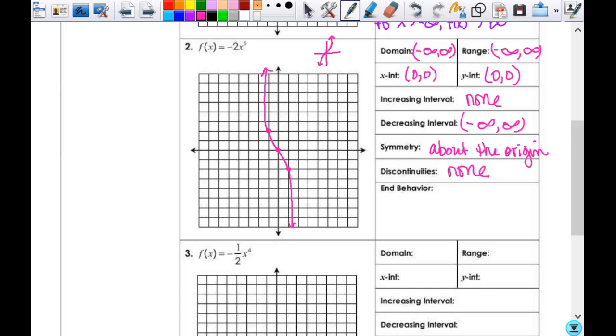End behavior, you can get this in as x approaches infinity, as x approaches negative infinity. Okay, so as x approaches infinity, f of x approaches negative infinity. And as x approaches negative infinity, f of x approaches infinity. Okay. Everybody good so far?